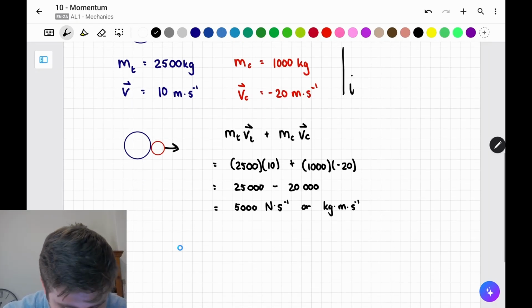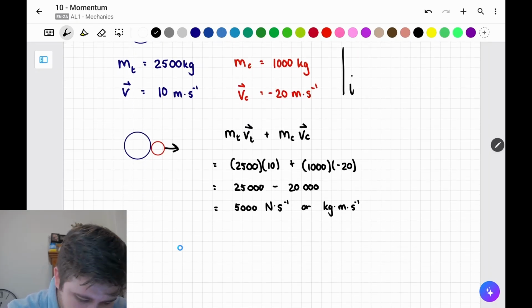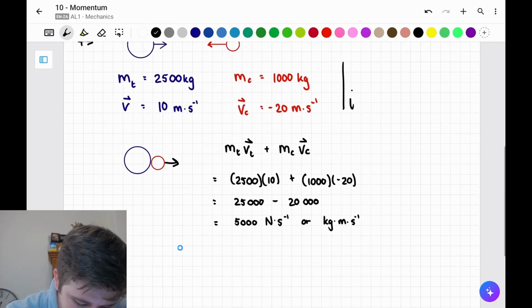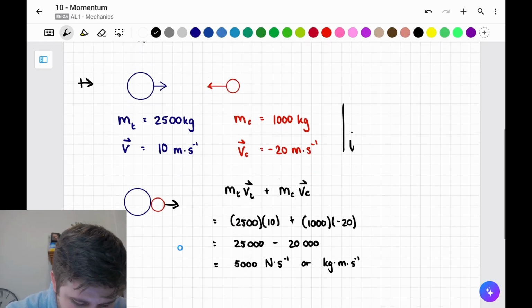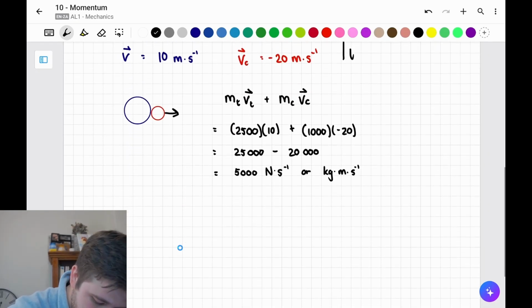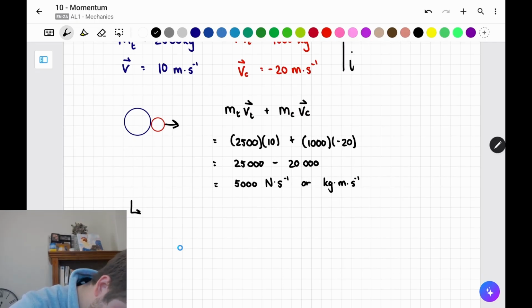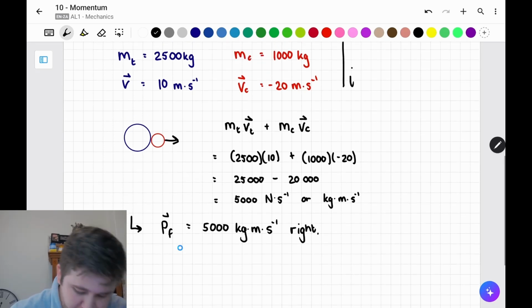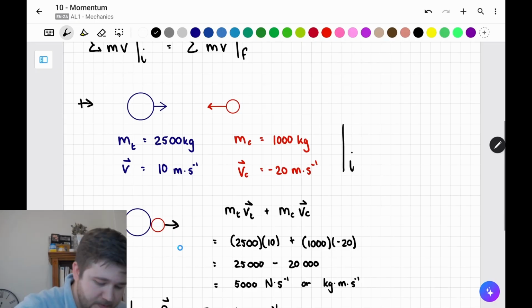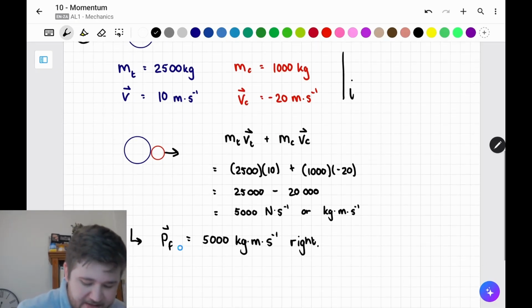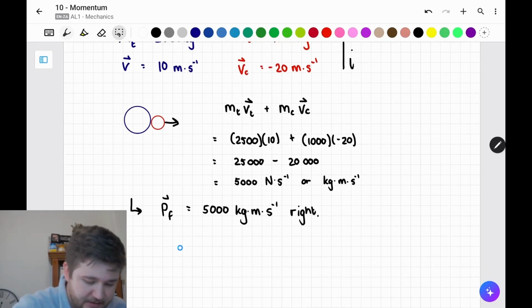Okay, so this tells us the entire system has 5,000 Newton seconds in excess to the right. Therefore, we should also know that our final momentum should equal 5,000 kilogram meters per second to the right. Now you do not have to indicate to the right, since we have denoted right as positive, we can just leave it there.